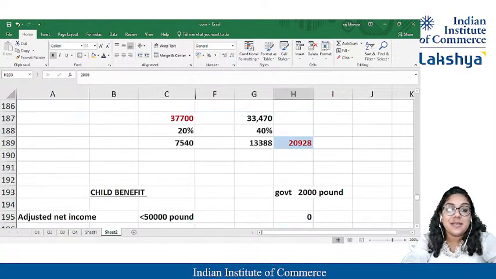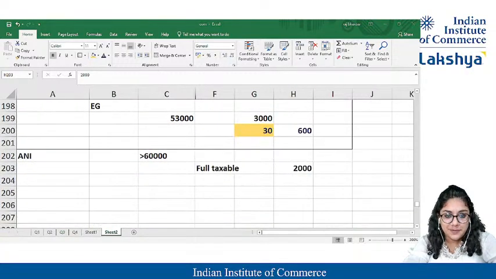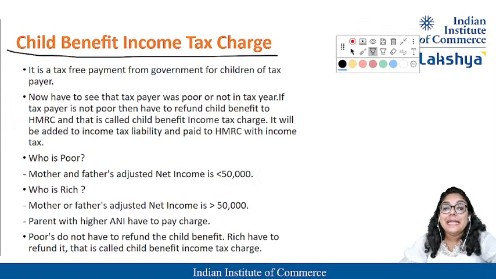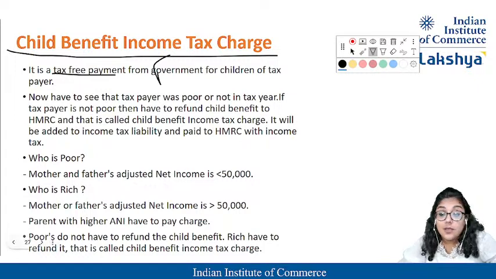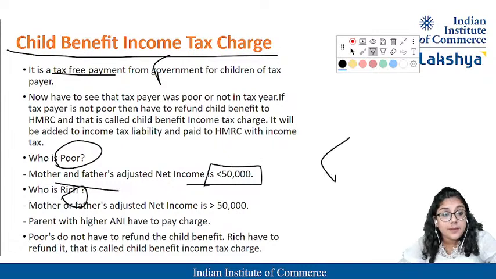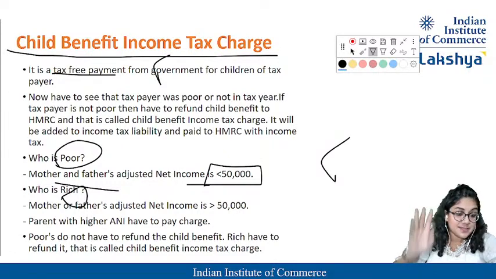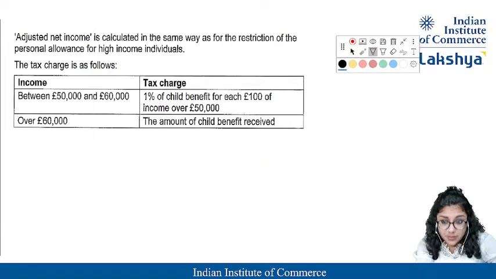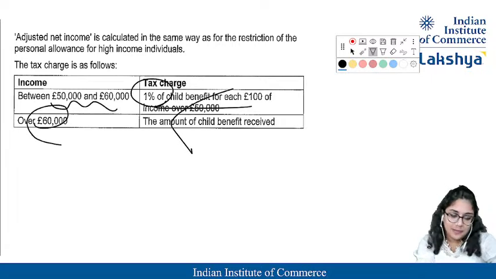So this is known as child benefit. Don't worry, I'll explain. Just read it once. It is a tax-free payment which the government gives, but then the government sees who is poor and who is rich. If the mother's and father's adjusted net income is less than 50,000, they are poor and there is no need to pay taxes. If it is more than 50,000, check whether your income is between 50 and 60, then pay taxes on the difference. More than 60, pay tax fully.